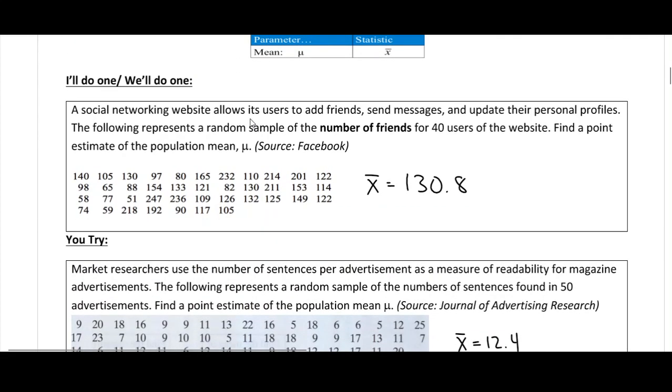A social networking website allows its users to add friends, send messages, and update their personal profiles. The following represents a random sample of the number of friends for 40 users of the website. Find a point estimate of the population mean, mu. So, for example, this 140 right here is just one person, and this person has 140 friends, right? And they did this 40 times, taking a sample of 40 users and just looking at their number of friends.